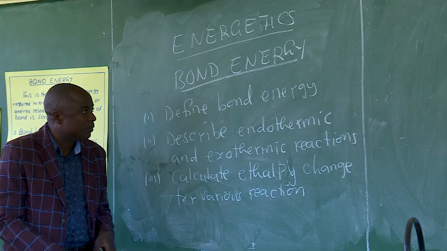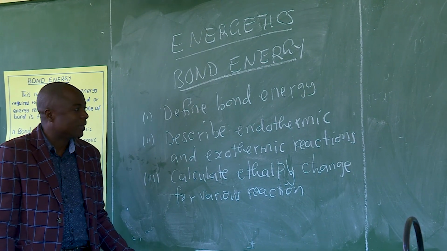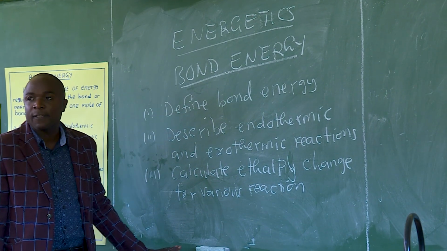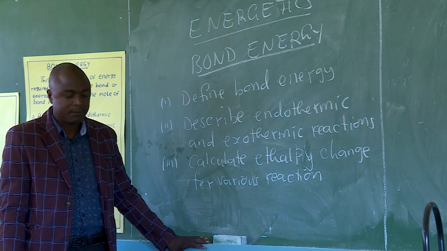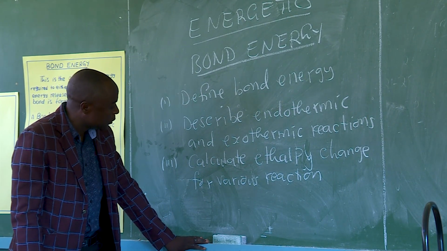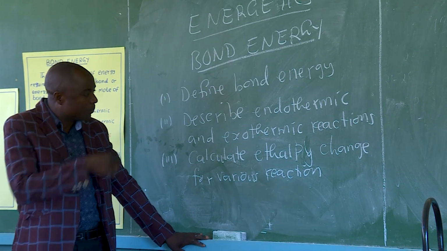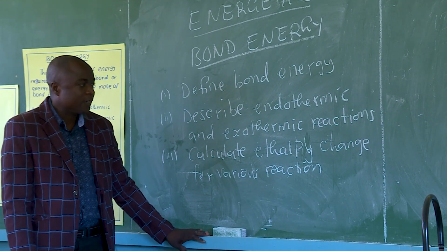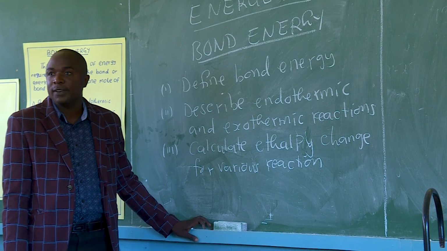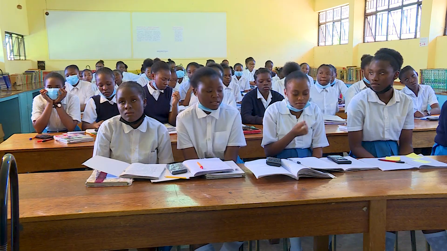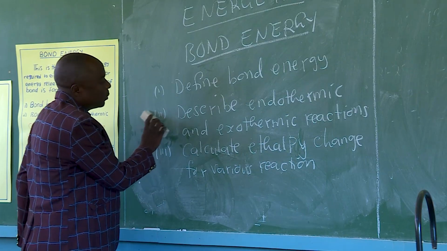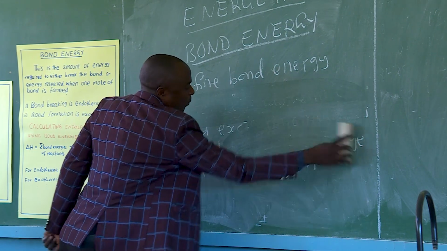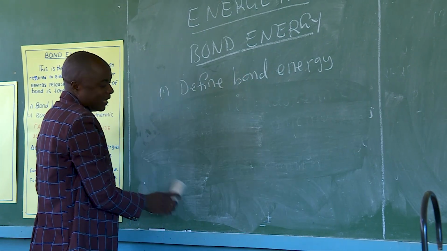We should be able to define bond energy, we should be able to describe what an endothermic reaction is, as well as what an exothermic reaction is. Then we should be able to use the bond energy to calculate the enthalpy change for various reactions. Those are the three objectives for today. So we'll start by defining what is bond energy.